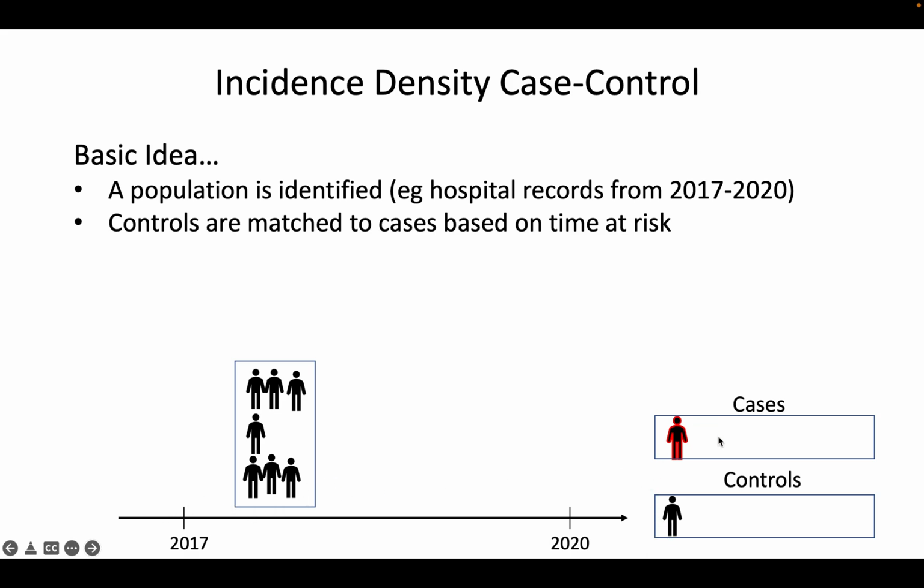So we avoided that source of bias in the sense that these two people had the same observed time at risk. Without considering exposure, I haven't written anyone's exposure status, these two people had the same opportunity to become a case, and this one didn't. So they were selected as a control at that exact time point that this person became a case.